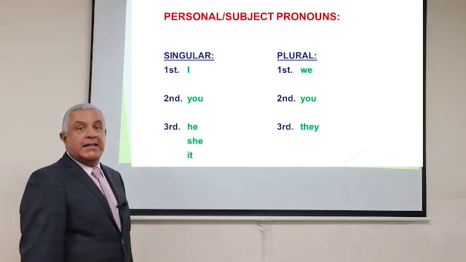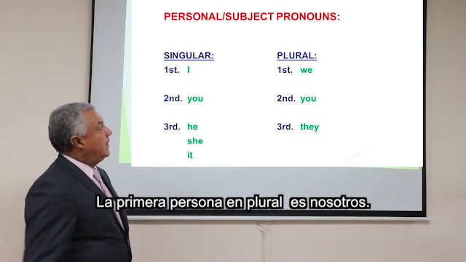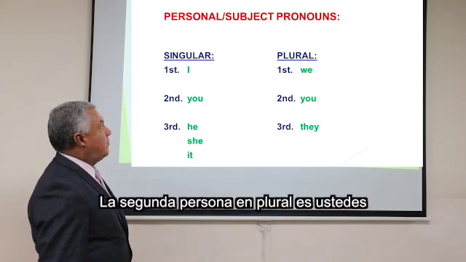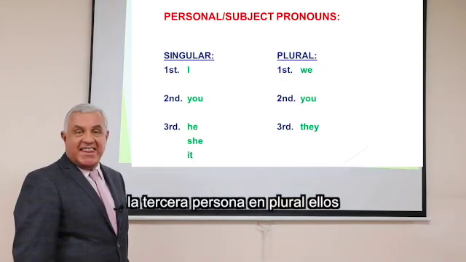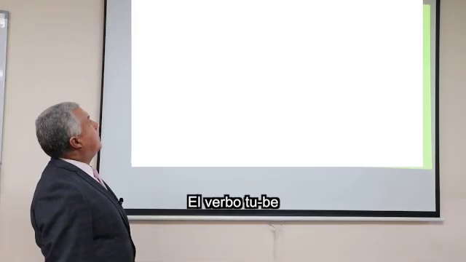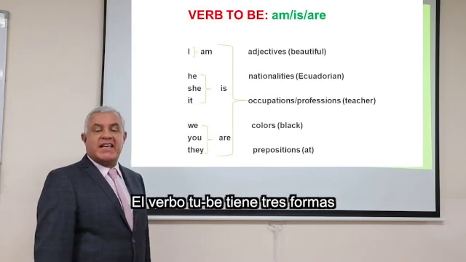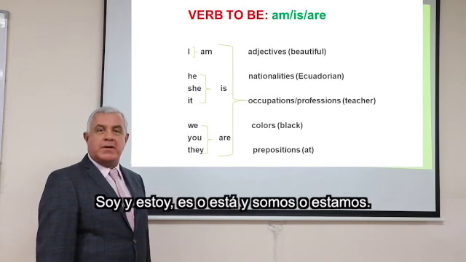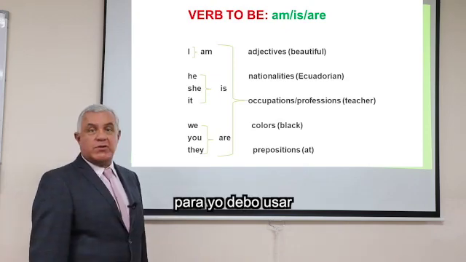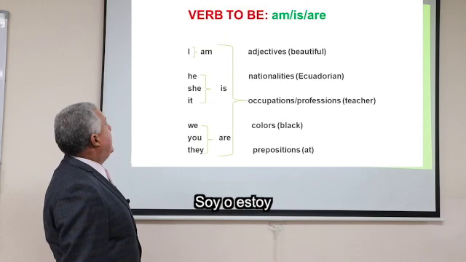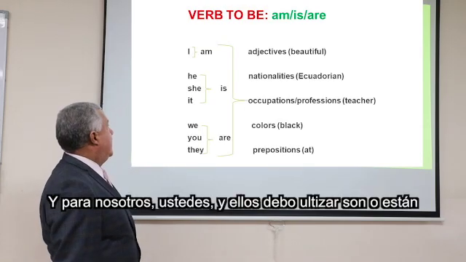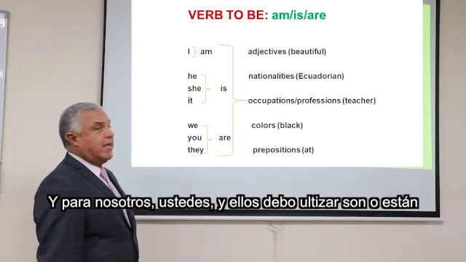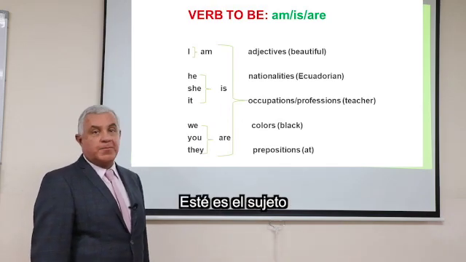In plural, the first person plural: we. Second person plural: you, and third person plural: they. The verb to be. The verb to be has three forms: am, is, and are. For I, we have to use am. For he, she, and it, we have to use is. And for we, you, and they, we have to use are.